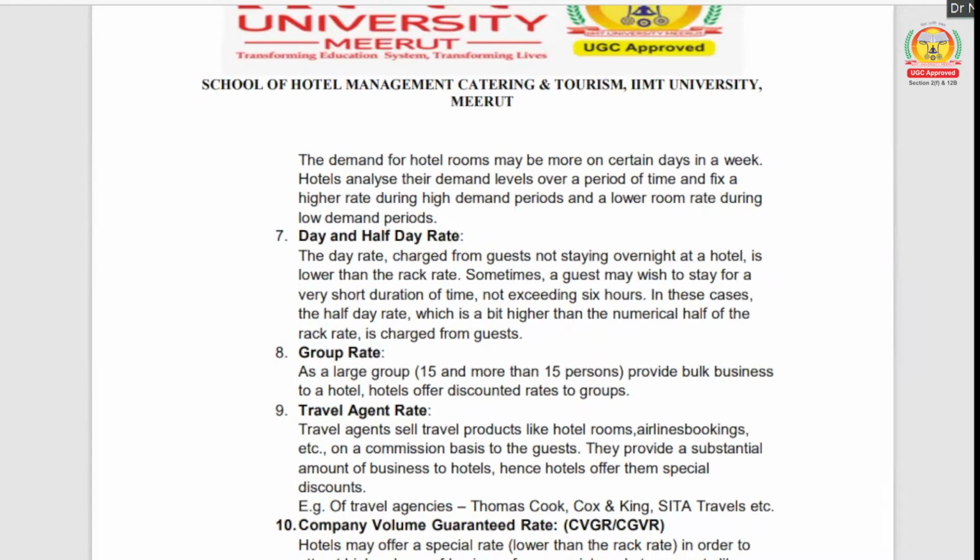So weekend rate is in the weekend, when the week is ending, there is a high demand for the guest rooms, and the rate goes high or low accordingly. Day and half day rate. Day use rate, half day charge room rate.